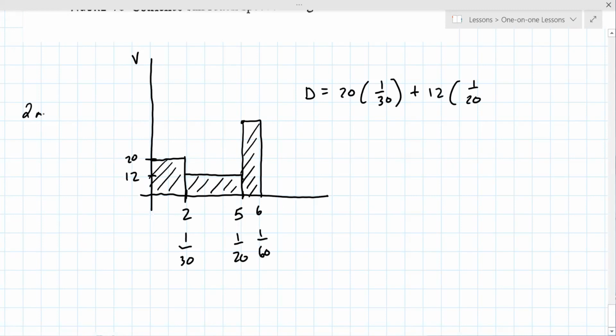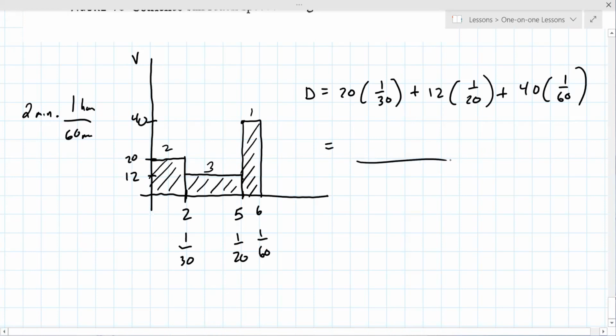So 2 minutes, and there are 60 minutes in 1 hour. That's how I'm getting the 1 over 30. Then the 3 more minutes, just to be clear here, plus 40 times 1 over 60. And that gives you whatever that number is, you need to calculate.